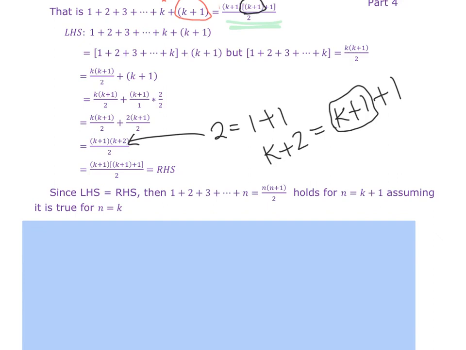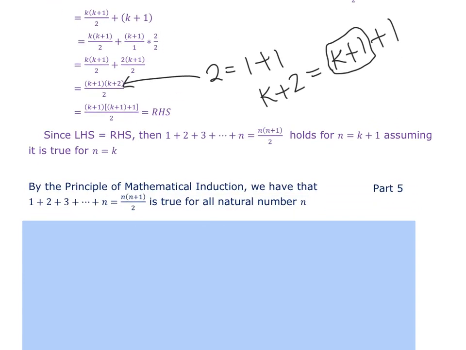So then on my next step I just say, by the principle of mathematical induction, we have that 1 plus 2 plus dot dot dot n equals n times n plus 1 over 2 is true for all natural numbers. I'm going back to show that what I started out with, I'd hoped to prove, I did prove.